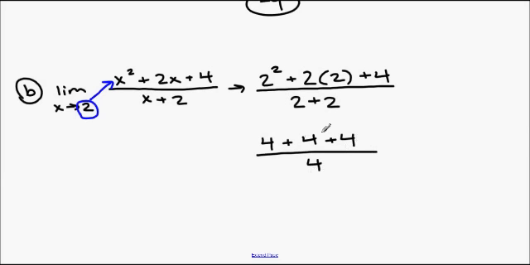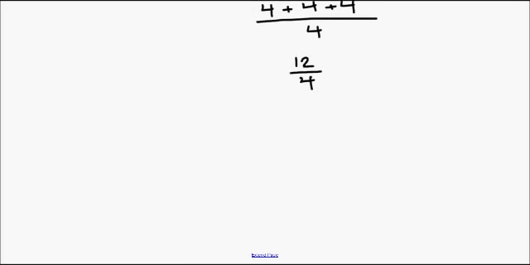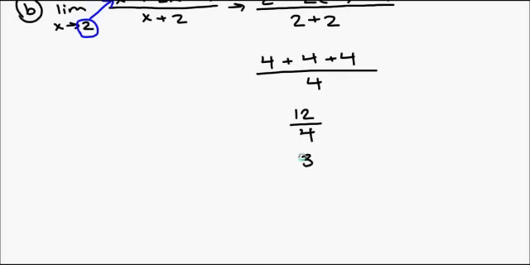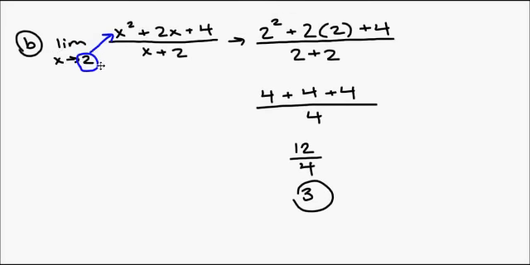Don't cancel any of those 4's out. You cannot cancel when you have plus signs on top. 4 plus 4 plus 4 is 12, divided by 4, and this gives us 3. So our limit as x tends to 2 of x squared plus 2x plus 4 divided by x plus 2 is equal to 3.